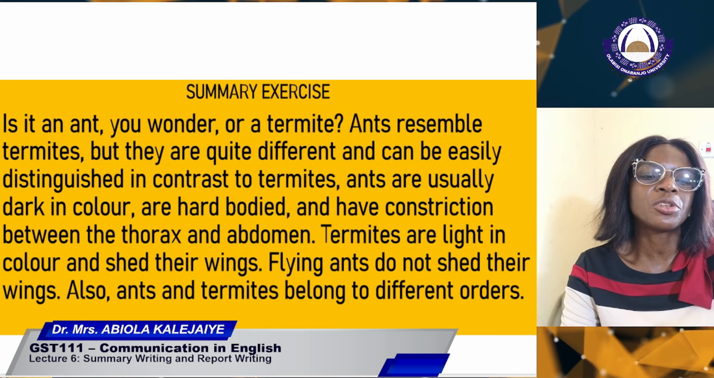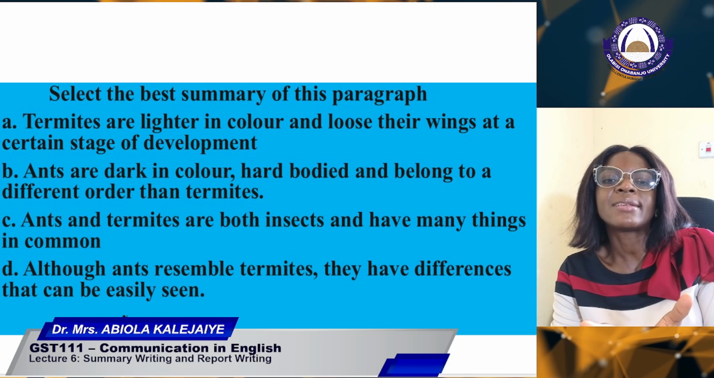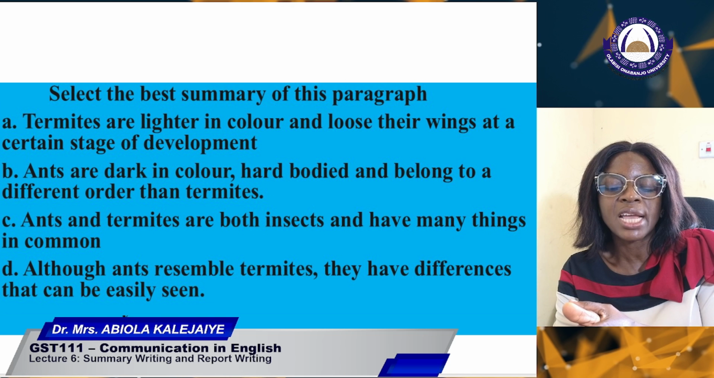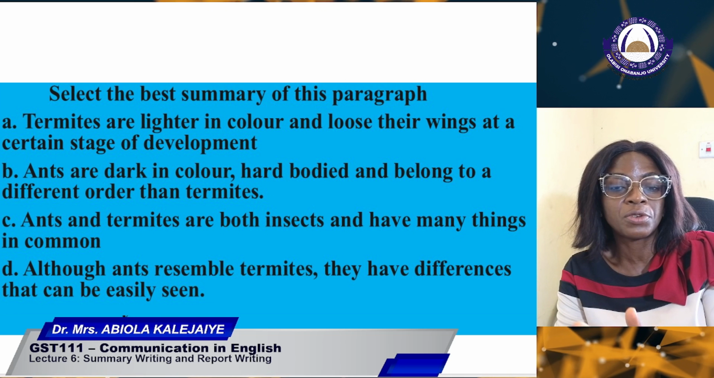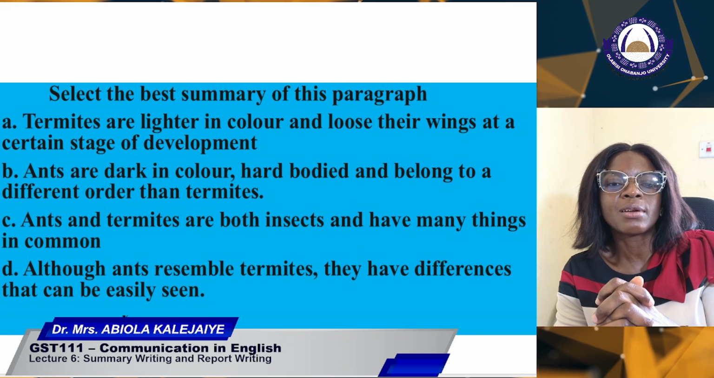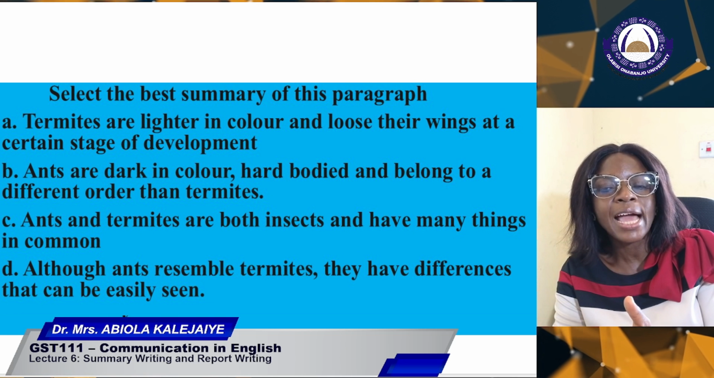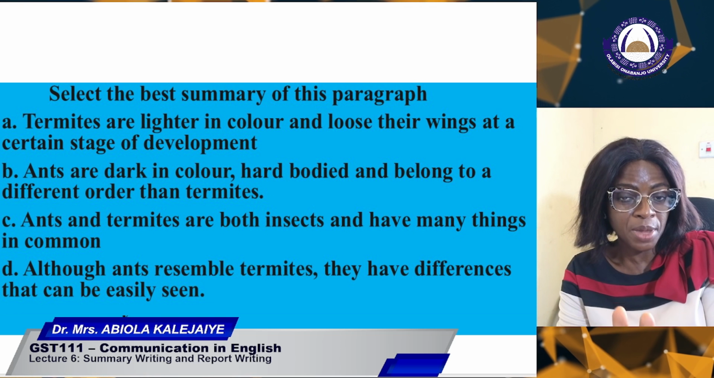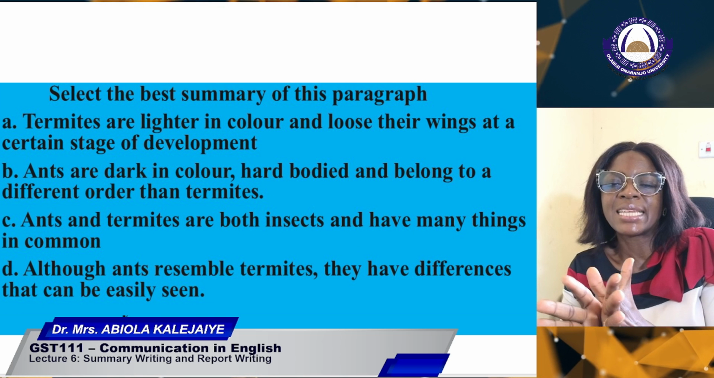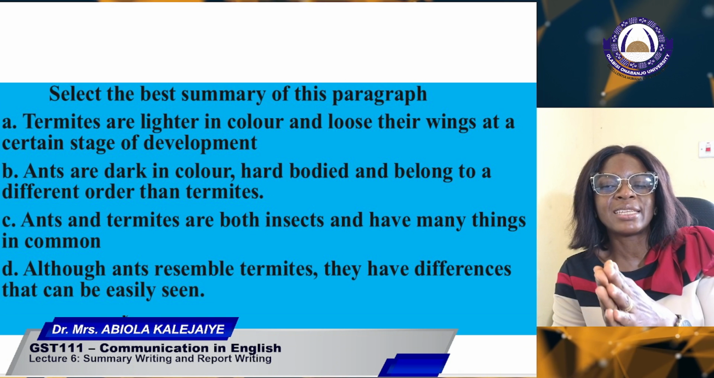Now, the next question here should interest you. If I want to summarize this passage, I can say we have different categorization. And at the end of that passage, you said the ant and the termite belong to two different orders. So I ask you to select the best summary for this paragraph. I can say termites are lighter in color and they lose their wings at a certain stage of development. That is one way you can summarize. Another way you can summarize is that ants are dark in color, hard-bodied, and belong to a different order than termites.